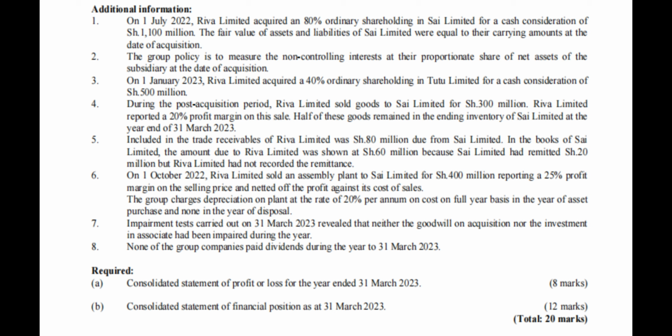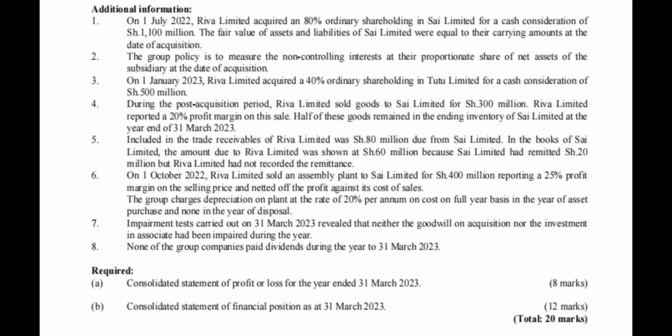4. During the post-acquisition period, River Limited sold goods to Sai Limited for 300 million. River Limited reported a 20% gross profit margin on this sale. Half of these goods remain in the ending inventory of Sai Limited at the year end of 31st March 2023. 5. Included in the trade receivables of River Limited was 80 million shillings due from Sai Limited. In the books of Sai Limited, an amount due to River Limited was shown at 60 million because Sai Limited had remitted 20 million, but River Limited had not recorded the remittance.